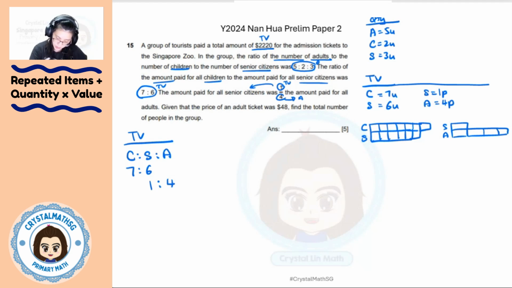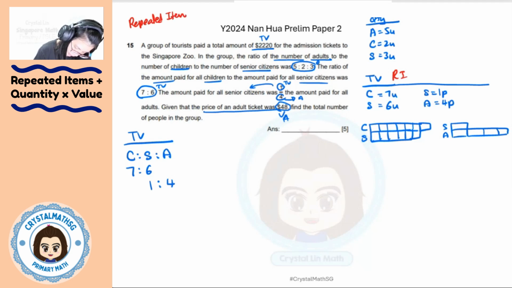So what do we do next? Before that, I still have one more sentence. The price of the adult is this one. So this is the value of just the adult. So we know that this question requires quantity times value. And by taking out the values itself, we know that this part is what we call the repeated item. So this question is a repeated item plus quantity times value.